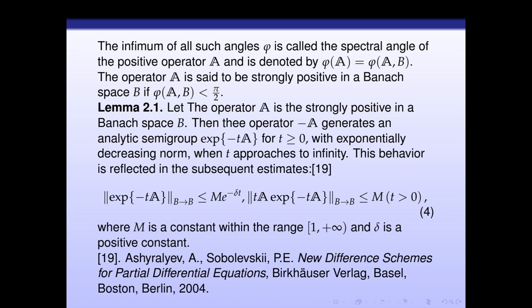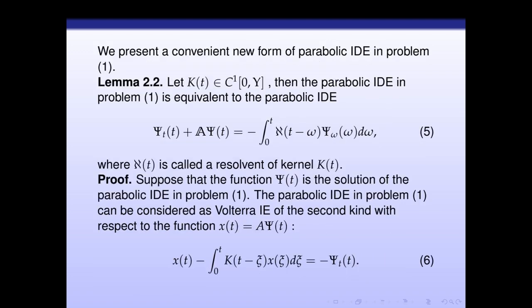Let the operator A be strongly positive. Then the operator minus A generates an analytic semigroup for positive t, with exponentially decreasing norm when t approaches infinity. This behavior is reflected in the following estimates, for some constants M.